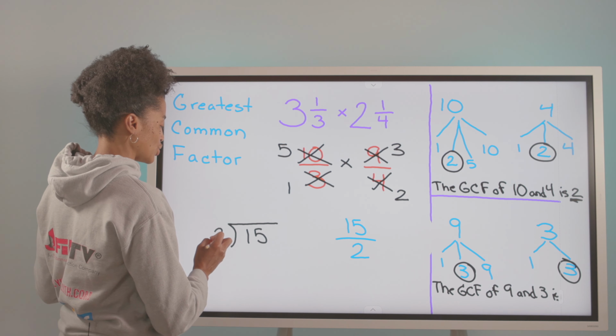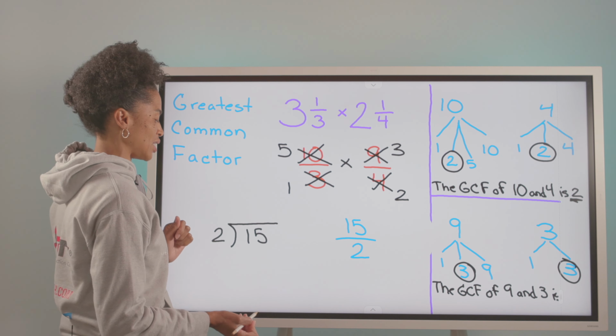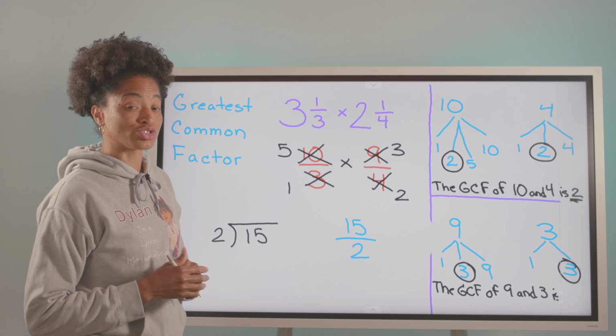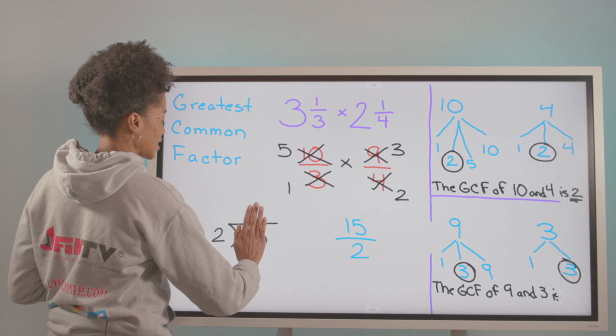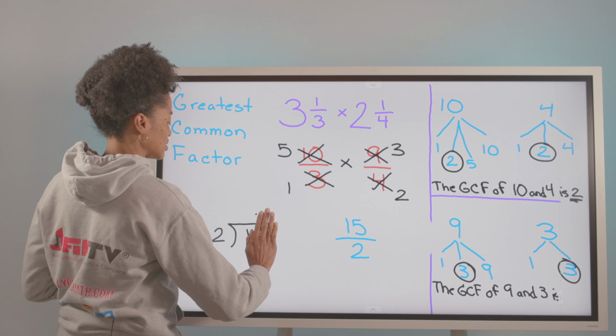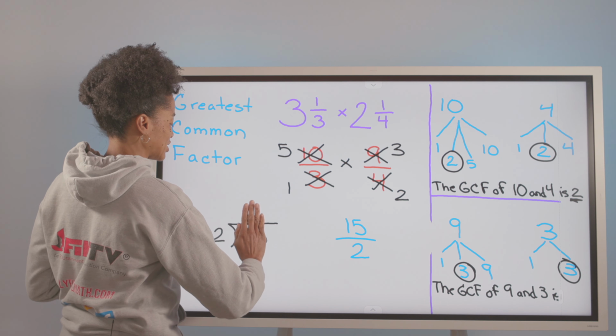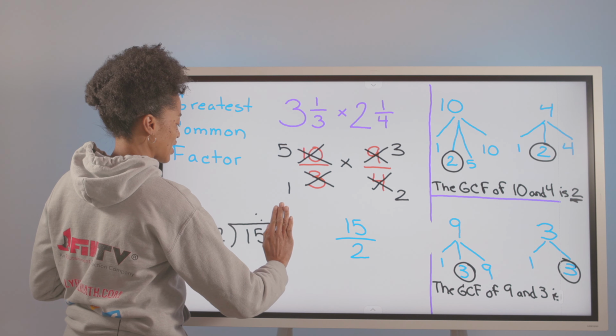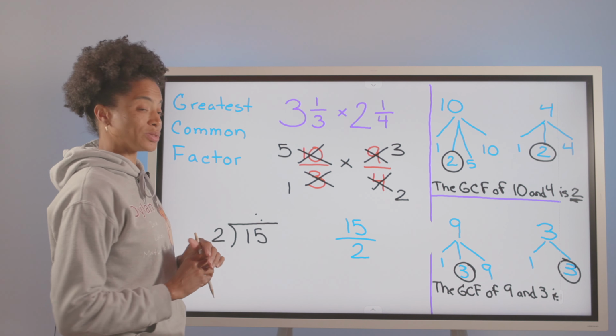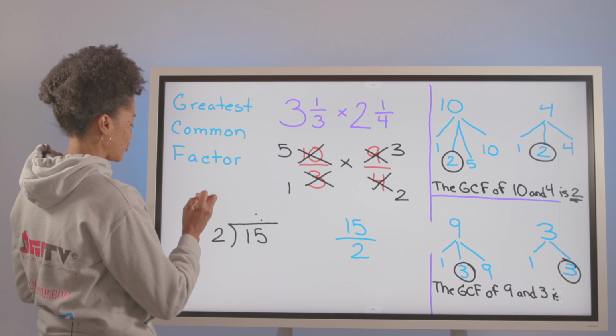How many groups of 2 can we get out of 15? We can count by 2. Make sure we do not pass 15. Keep in mind the cover-up strategy. Slide over till you see a number that is larger than the divisor. So 1 is not larger than the divisor, but 15 is. How many groups of 2 can we get out of 15?